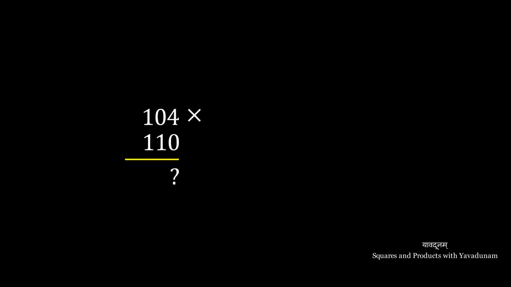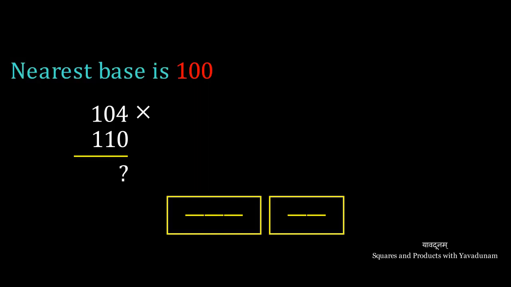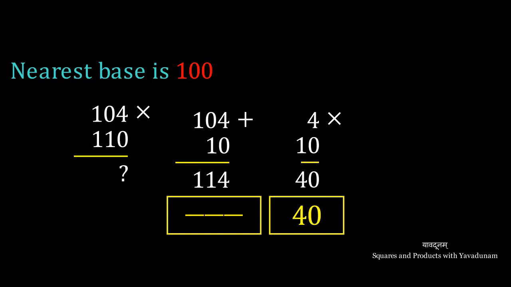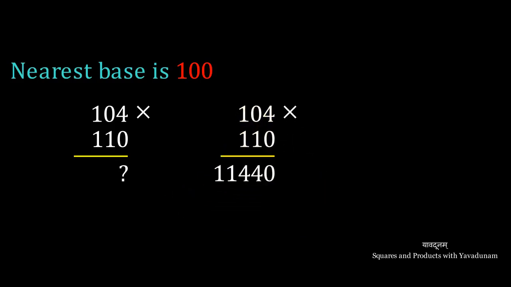Let's look at the product of 104 and 110. The nearest base is 100 again, but the numbers are now greater than the base. The difference between 104 and 100 is 4, and 110 and 100 is 10, and 4 times 10 is 40. And the left side is 104 plus 10, or 110 plus 4, 114. And our answer is 11,440.